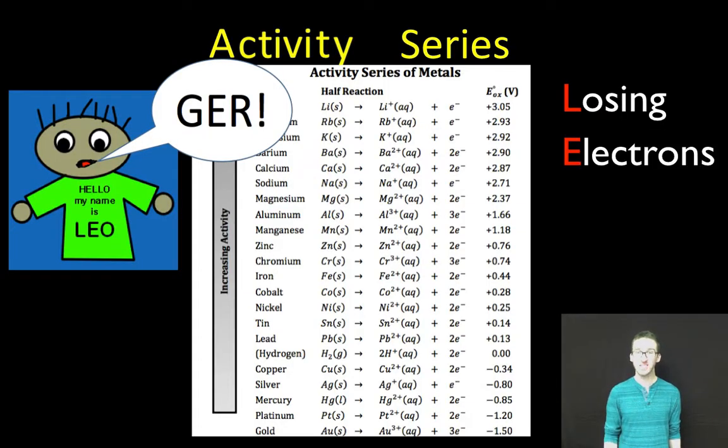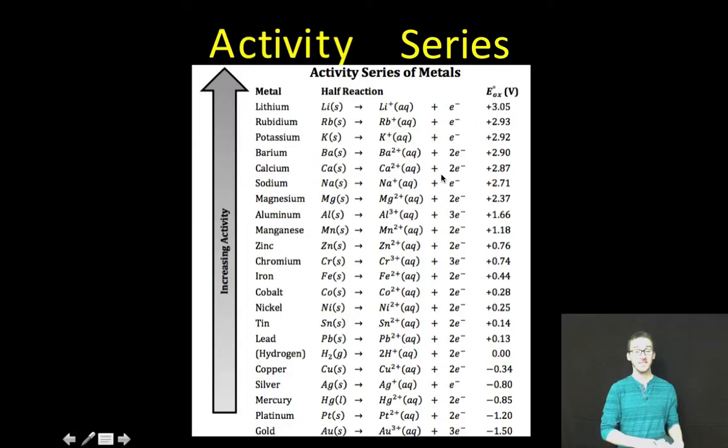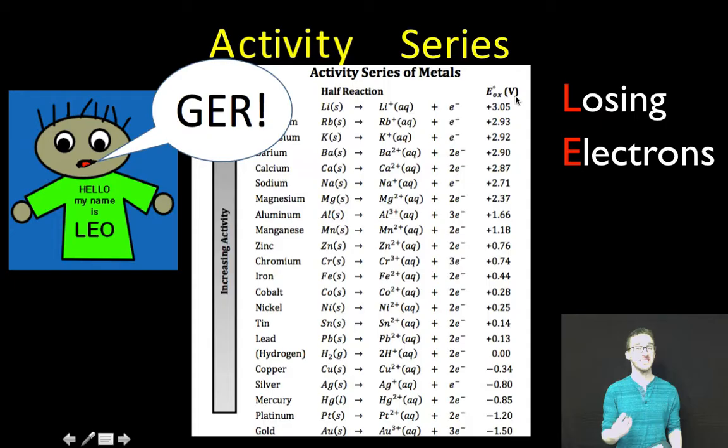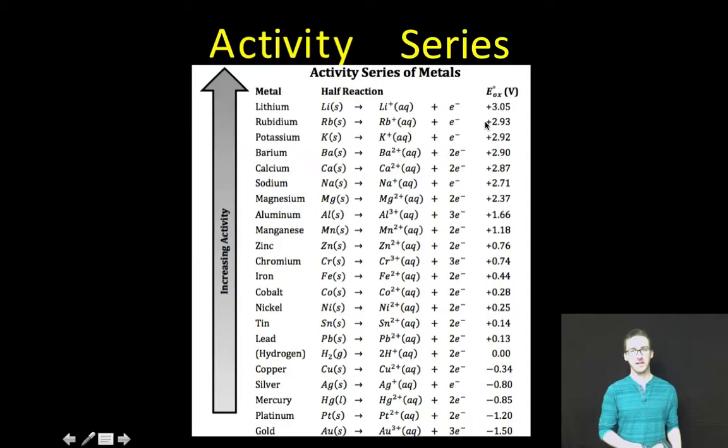Now, notice the activity series that you're provided with corresponds to an oxidation potential chart. Remember, the process of losing electrons is known as oxidation. And what this has done is set an activity series next to an oxidation potential chart. So you're also provided with the numerical value to help you quantitatively compare the ease with which one metal loses electrons to another.